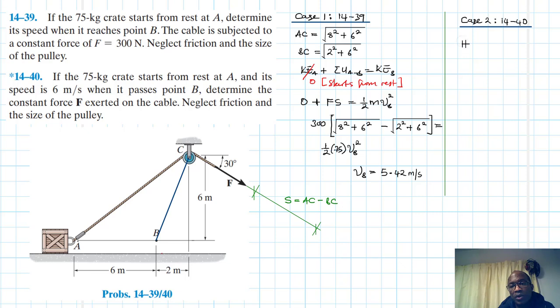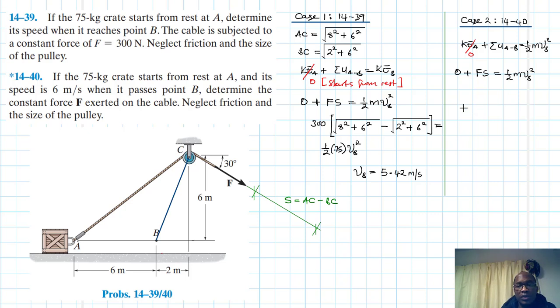We are using the same equation, the work and energy principle: initial kinetic energy at A plus the total work done from A to B is equal to half mv squared. Like we said, the initial kinetic energy is equal to 0. Okay, so we'll have 0 plus Fs, equal to half mvb squared, like so.